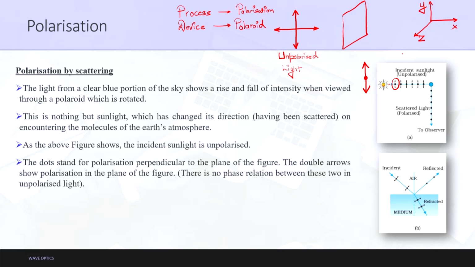Why is it a plane polarized wave? Because it is happening in the complete yz plane, therefore it is a combination of y and z. So this dot here just refers that it is in the z direction, and it is in both directions. It is a y polarized wave also, it is a z polarized wave also.